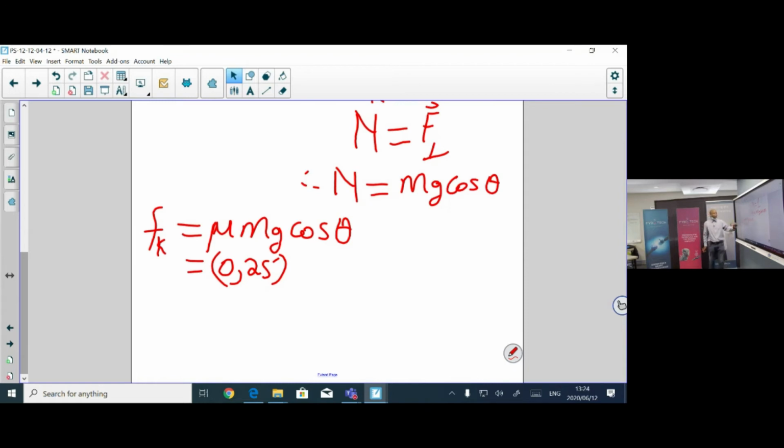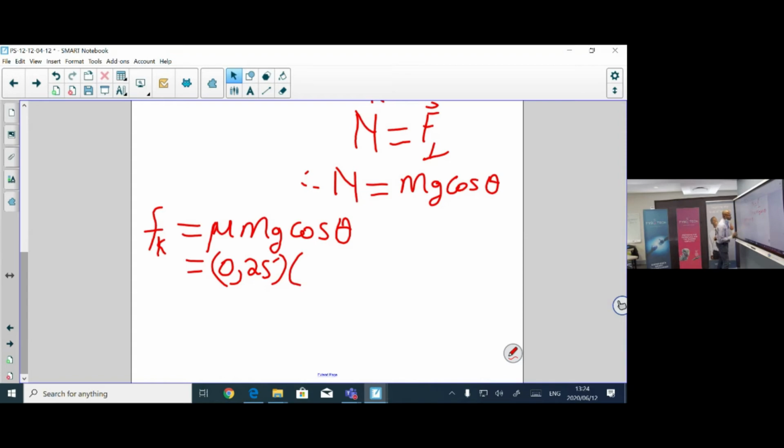If you look at it, normal here is a force, it's a normal force. Even here, F of K is also a force. In other words, that is Newton divided by Newton. You don't have any unit at all. That is why we have this 0.25 without a unit.